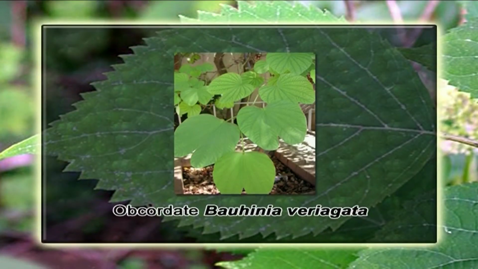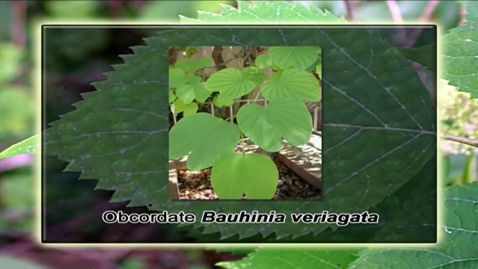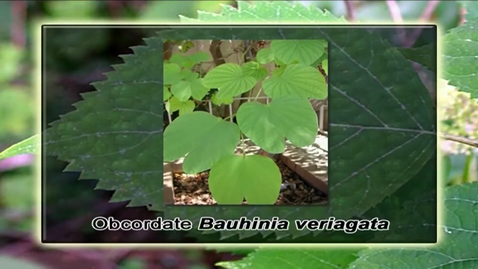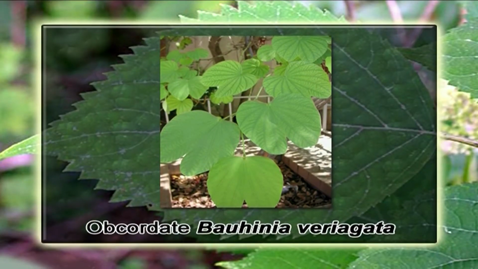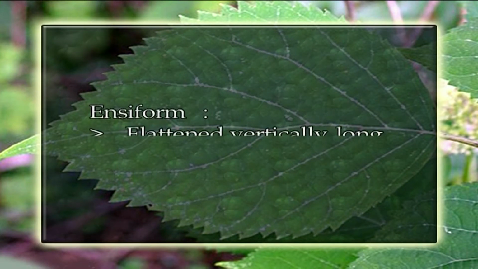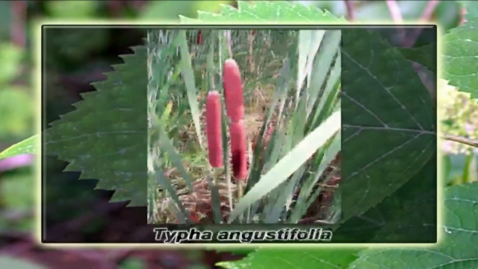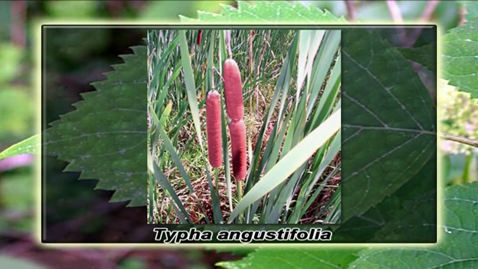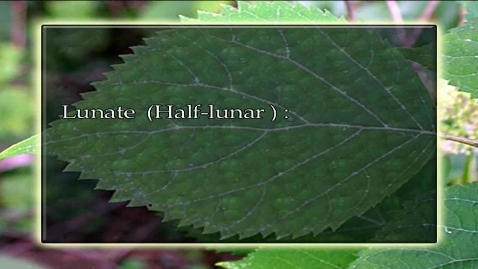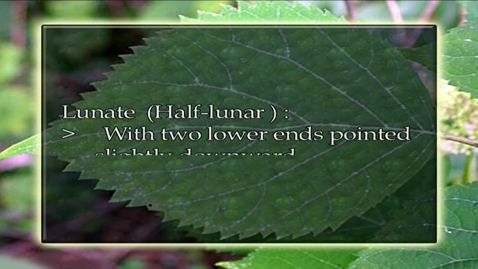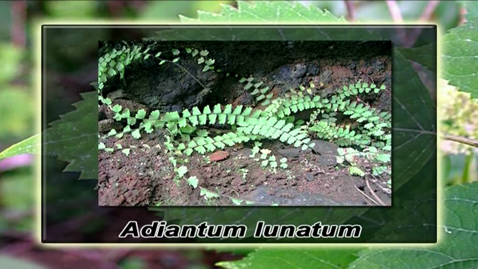Obcordate, reversed cordate, that is, the base is rounded or cuneate but deeply notched at the tip. For example, Bauhinia variegata. Ensiform, flattened vertically, long, erect like a sword. For example, Typha angustifolia. Lunate, that's half lunar, that's half moon in shape, with two lower ends pointed slightly downwards. For example, Adiantum lunatum.